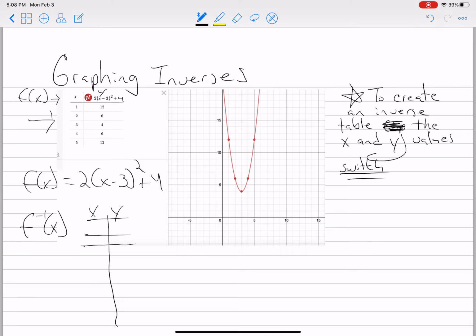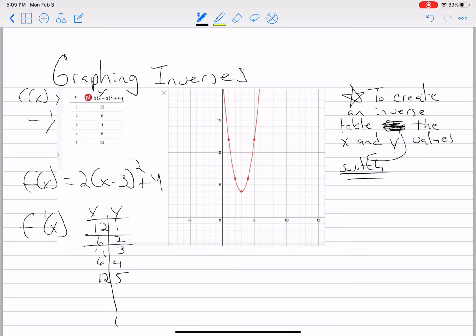So we had 1 12, we go 12 1, 6 2, 4 3, 6 4, and 12 5. Boom boom boom.